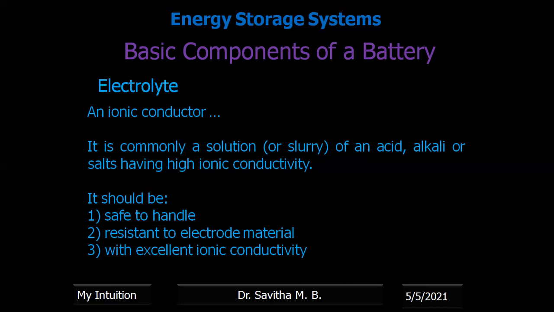Then what can be chosen as an electrolyte? The electrolyte should be safe to handle. That means it should not undergo any explosion, all those things. And it should be resistant to the electrode material. That means it should not react with the anode or the cathode reactive material. And it should also have excellent ionic conductivity.